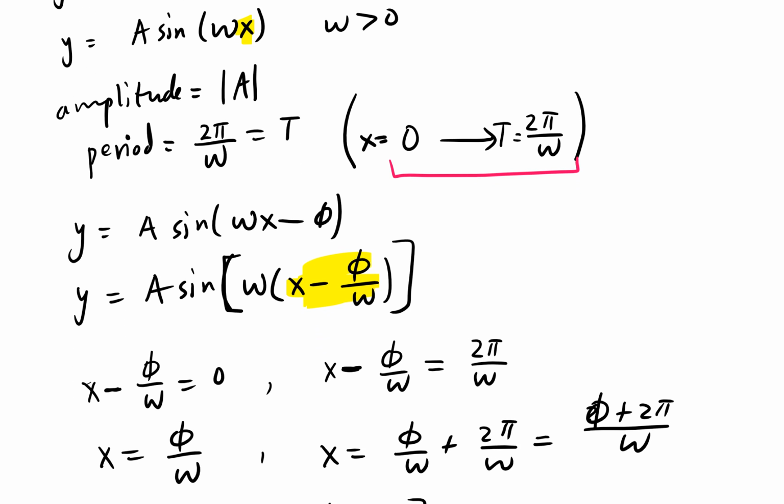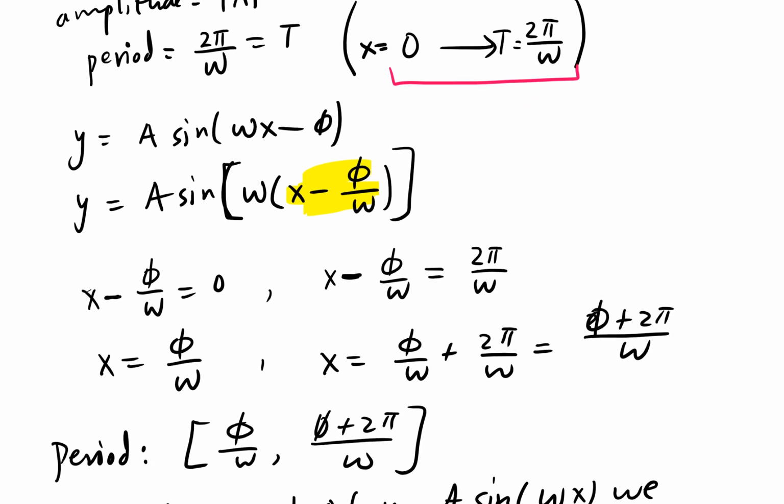Then, if we solve for x, we get x equals phi over omega, or x equals phi over omega plus 2 pi over omega. So the period is going to go from phi over omega to phi over omega plus 2 pi over omega. That's where the period is going to go. Why do we need to know this? Well, because we're going to look at more complicated sine functions to be graphed by hand. So these procedures will help us. That phi over omega has a specific name. We'll see it in a minute.